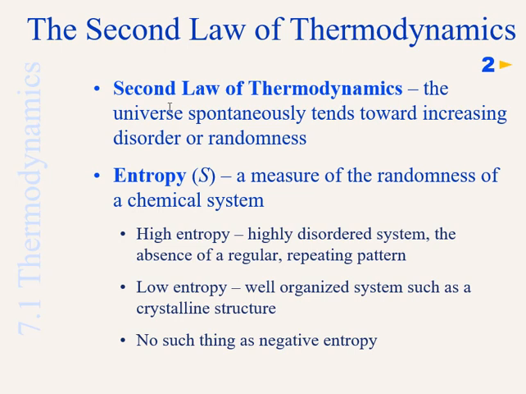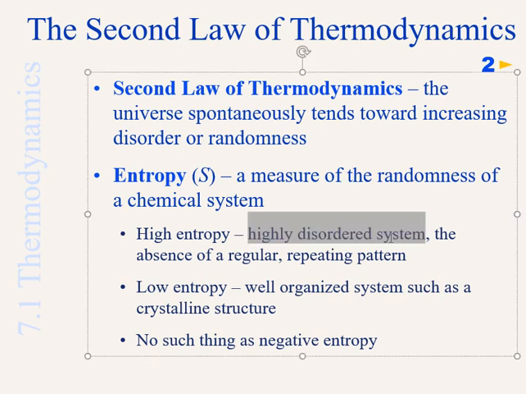Now there is the other law of thermodynamics called the second law of thermodynamics, which says that the universe spontaneously tends toward increasing disorder or randomness. And so the universe is spontaneously moving in the direction of greater randomness and greater disorder. The higher the disorder or the higher the randomness, we say the higher the entropy. High entropy means highly disordered system. An example would be where we lack some regular repeating pattern.